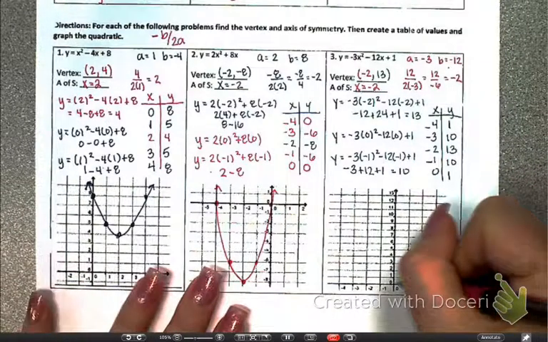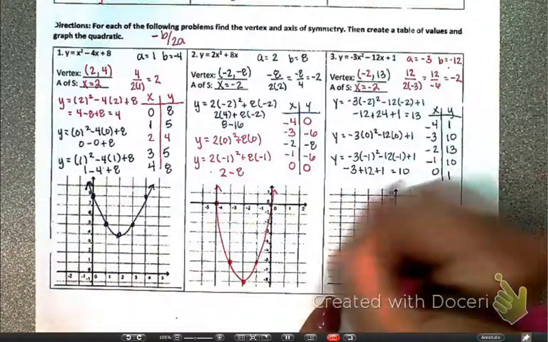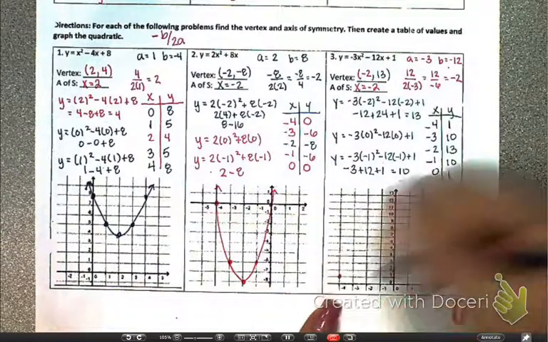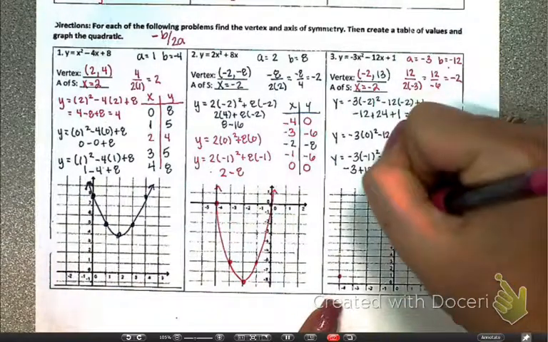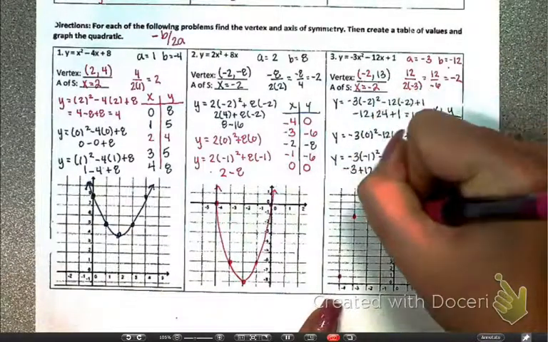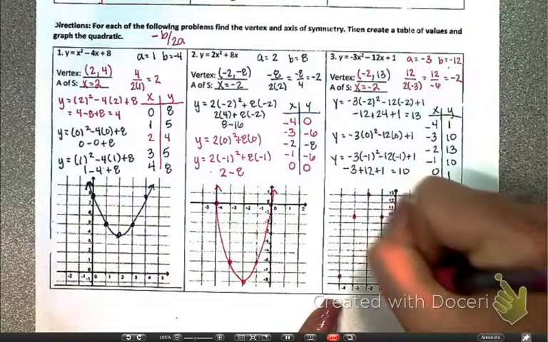If we plot our points, -4, 1. -3, 10. -2, 13. And then some symmetry.